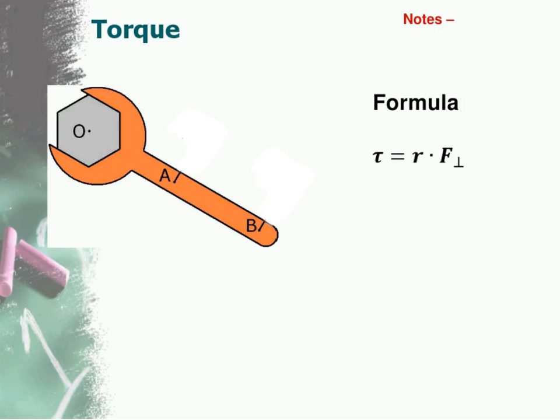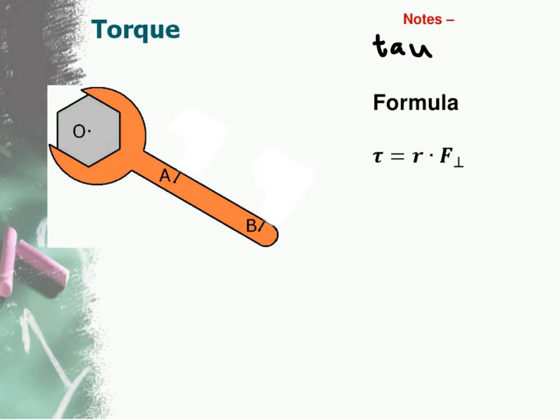So if we put all these things together, we get a formula for torque, and that formula is tau. Tau is the Greek version of T, and it's spelled T-A-U, in case you're wondering. Let me put that up here in the right-hand corner. Tau, T-A-U. There you go.